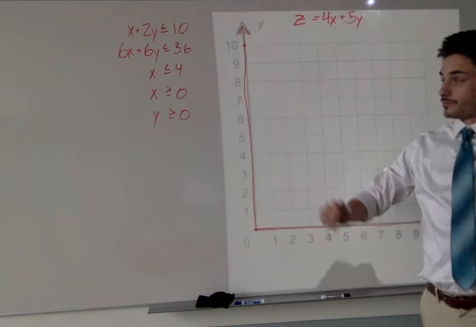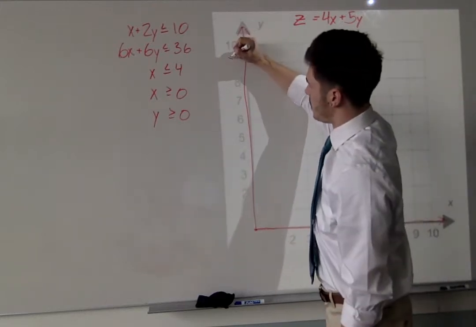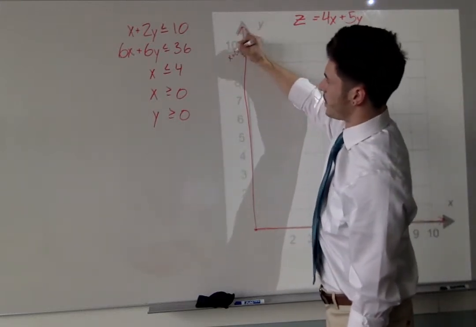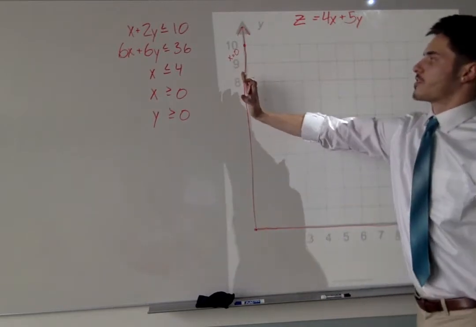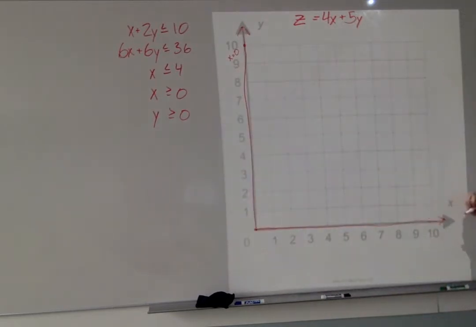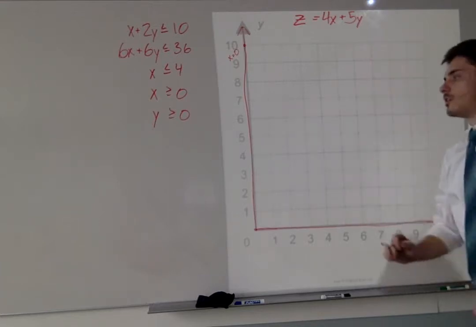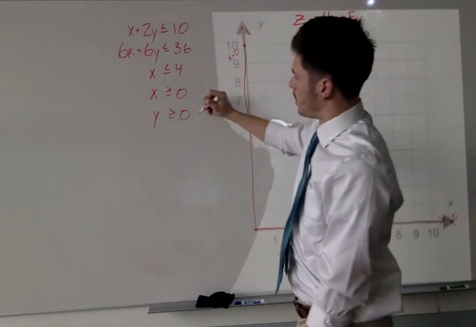Because we know that this is the line x equals 0, and everything is going to be greater than that. And then this is the line y equals 0, and everything is going to be greater than that as well. So we'll be working in this quadrant.